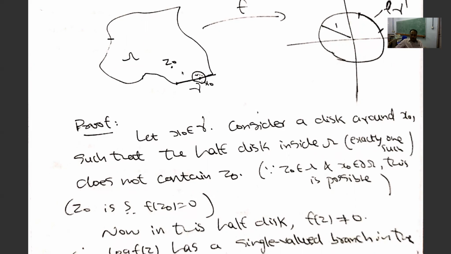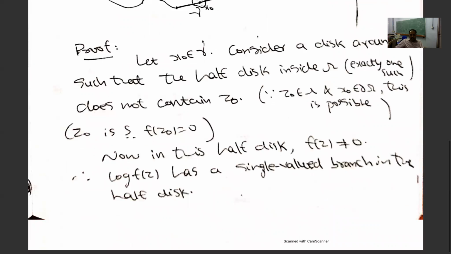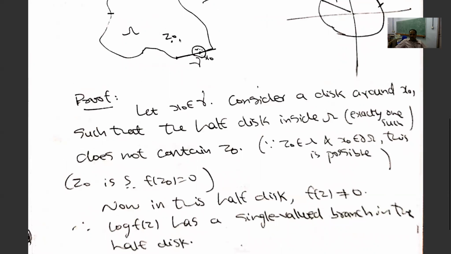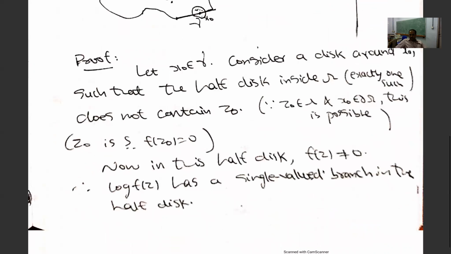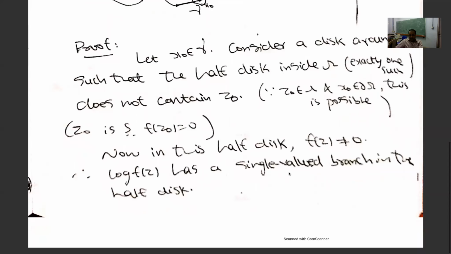So z0 is a part of omega. Therefore, you can very well choose a neighborhood of x0 which does not contain z0. So that is possible. Now, therefore, what happens is that f will never vanish, because z0 is the point which is mapped onto 0 and f is 1-1. So in this half disk, f will never vanish. So f of z is not equal to 0 there. Therefore, log f of z has a single valued branch in that half disk.